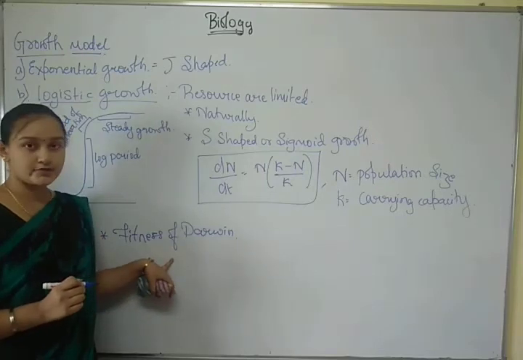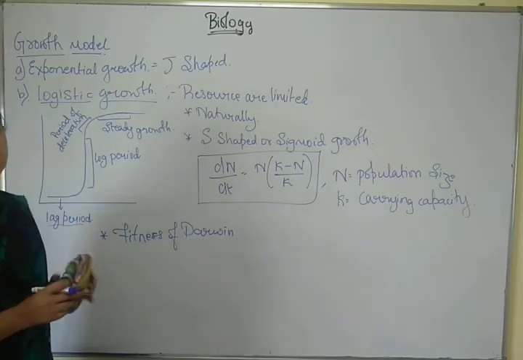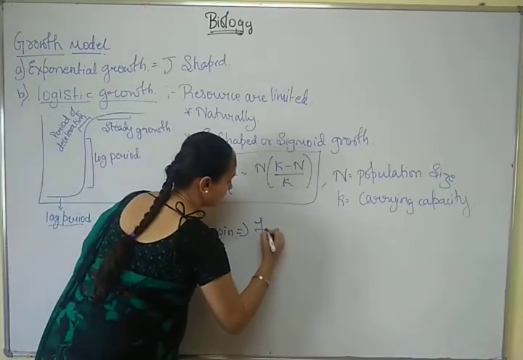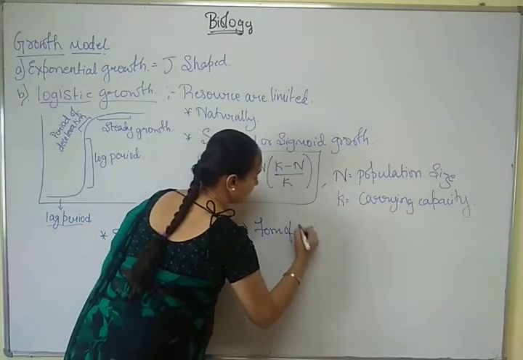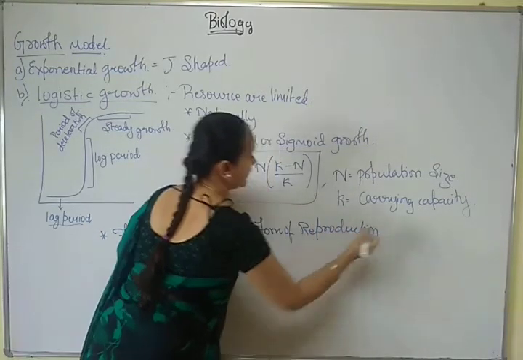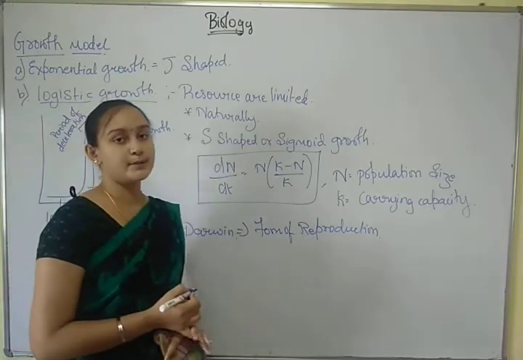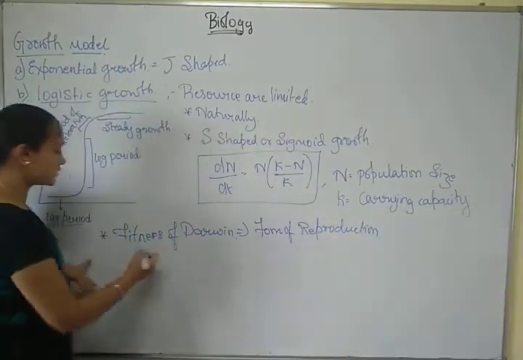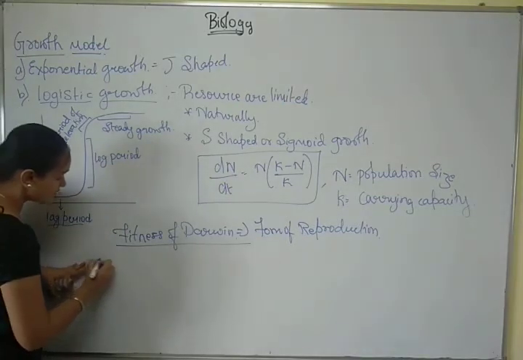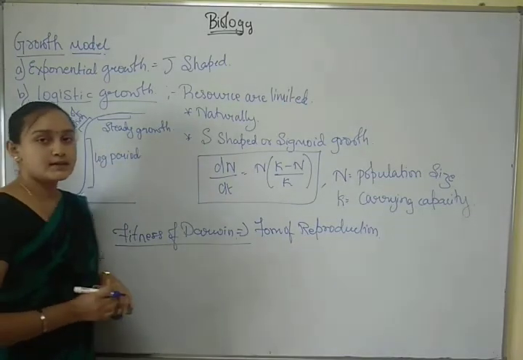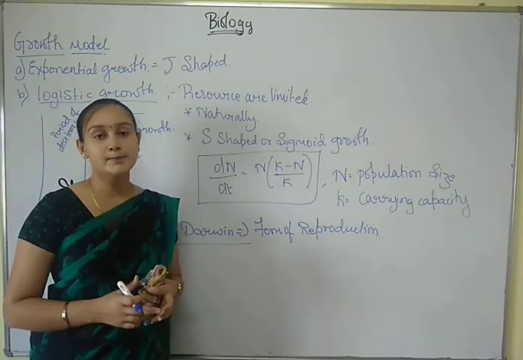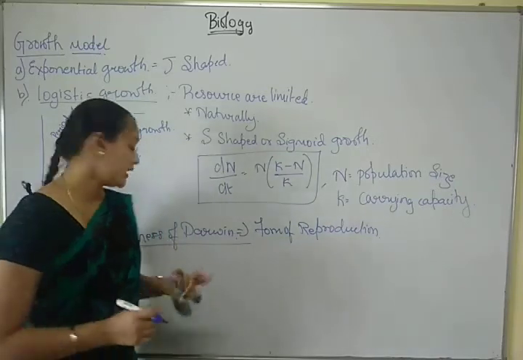This fitness of Darwin in the logistic growth is given in the form of reproduction. Based on the fitness of Darwin, what Darwin says is that some organisms will reproduce just once in a lifetime.